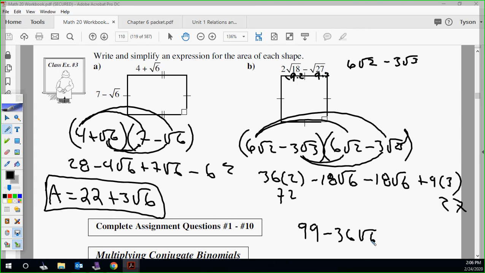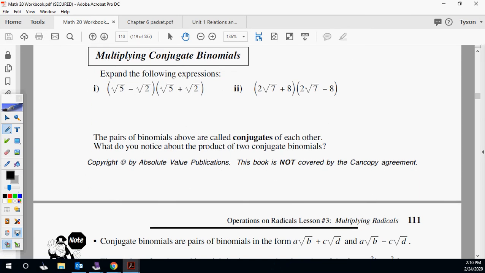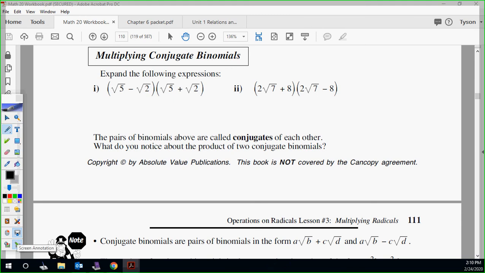Okay, last piece, we're just going to talk about conjugates really quick to kind of set this up for division as well. So, multiplying conjugate binomials. What conjugate means is simply the same expression but opposite signs. Conjugate means the same binomial but opposite signs. So 5 minus root 2's conjugate is 5 plus root 2. And we're going to do this because we're going to notice what happens when we do this, because this is going to help us again for division.